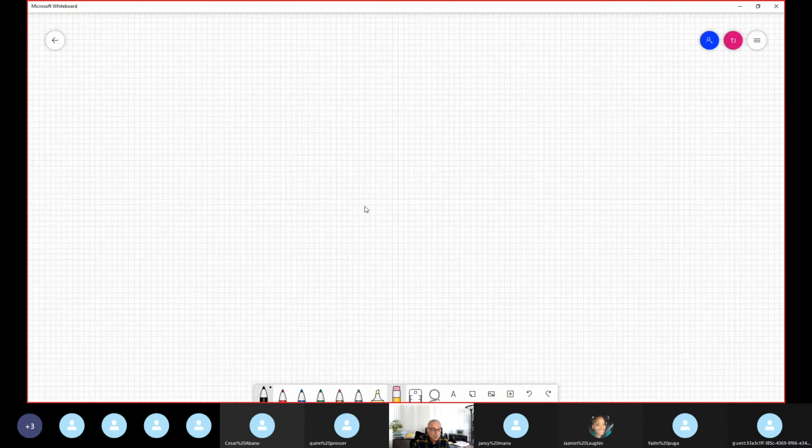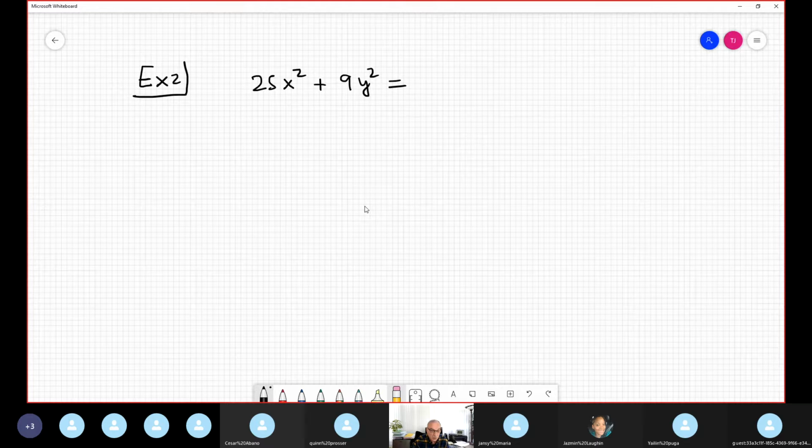Example 2 now. Example 2 is 25x squared plus 9y squared equals 225. Okay, this is my second example. Given this equation, I do exactly the same. I determine whether it is an ellipse or not. I express it in standard form. I determine the center, the vertices, the minor axis endpoints, and the foci.